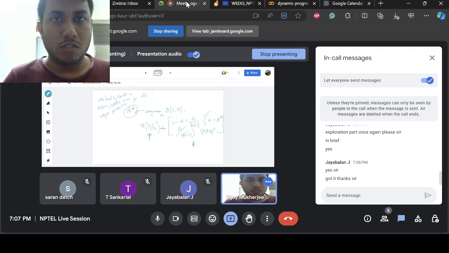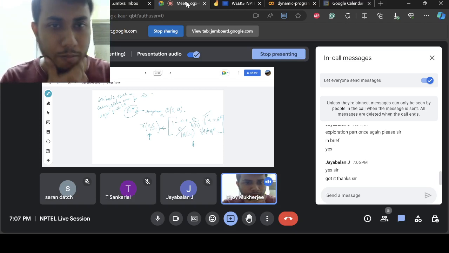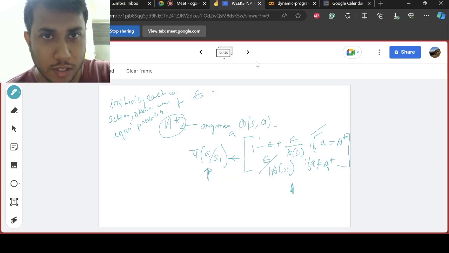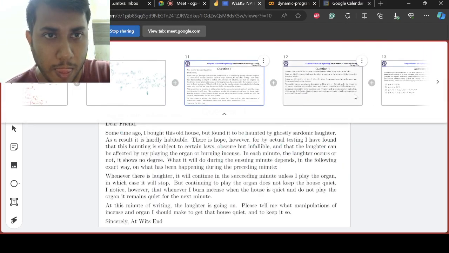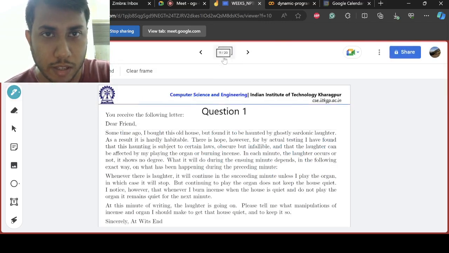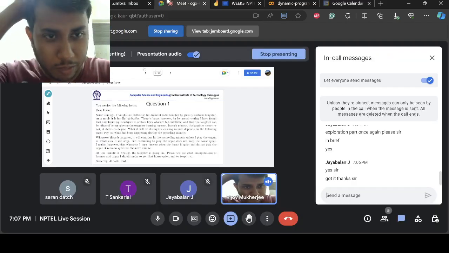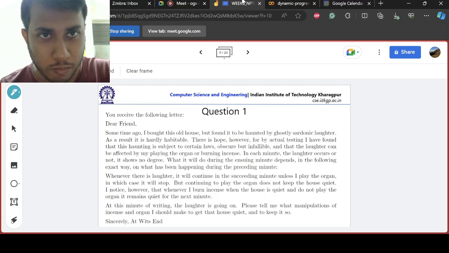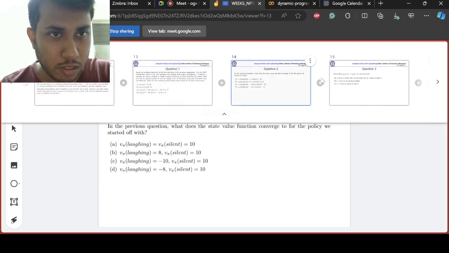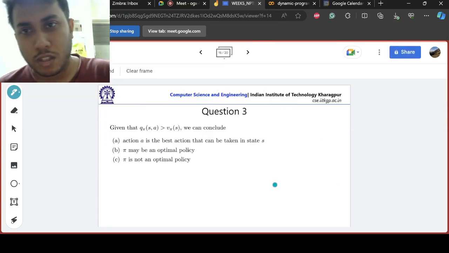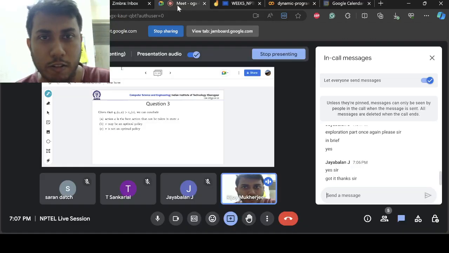Okay, so let's go to some of the problems. This one is a little bit bigger, but we will come to this problem at the last. Let's solve the other ones first because this will take a lot of time. So this is the first question.